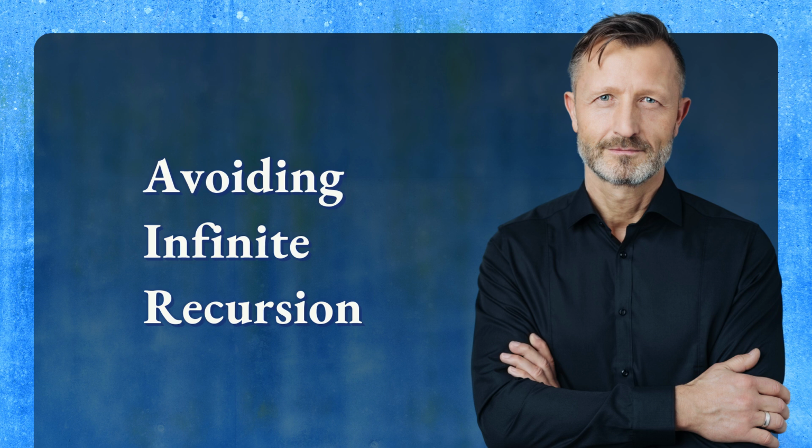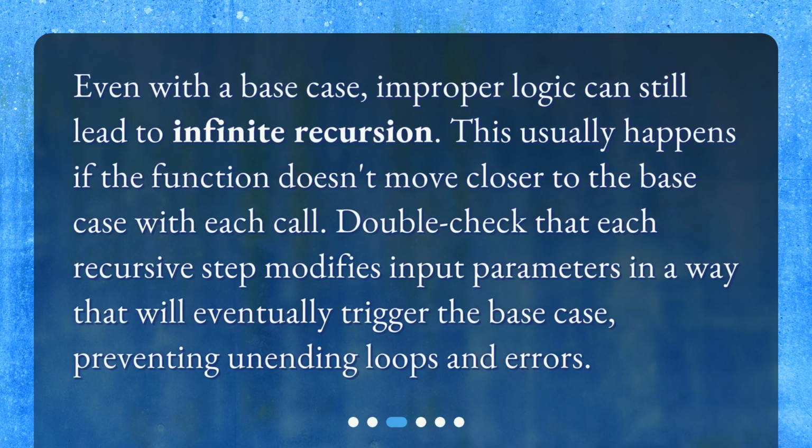Avoiding infinite recursion. Even with a base case, improper logic can still lead to infinite recursion. This usually happens if the function doesn't move closer to the base case with each call. Double-check that each recursive step modifies input parameters in a way that will eventually trigger the base case, preventing unending loops and errors.